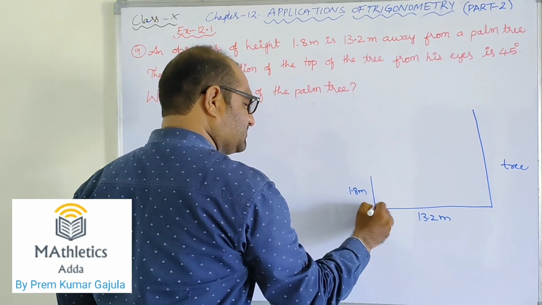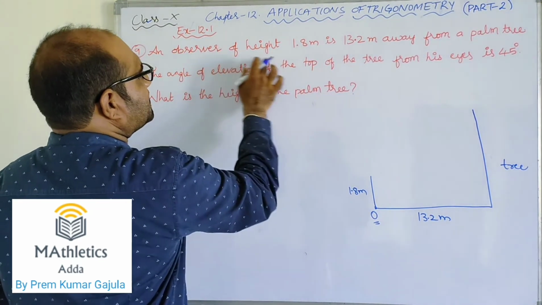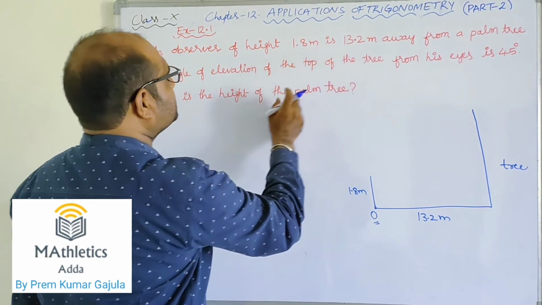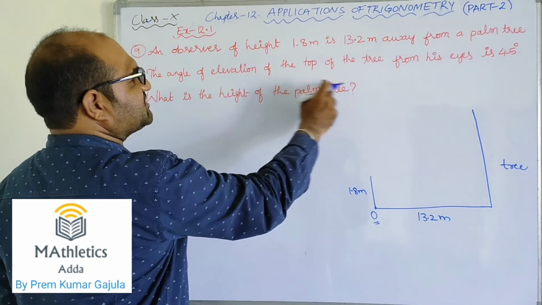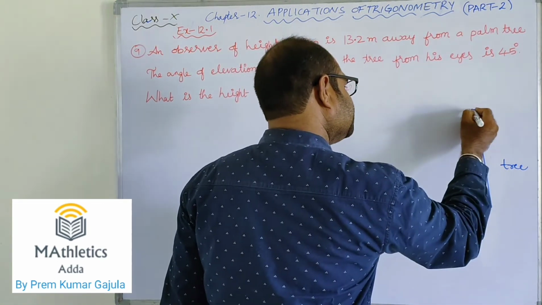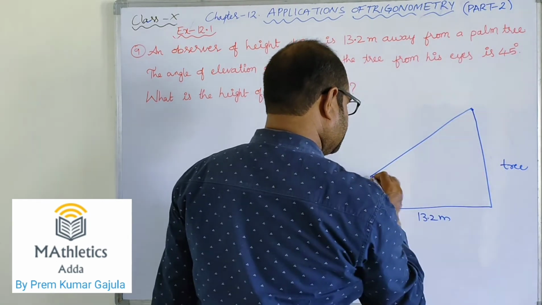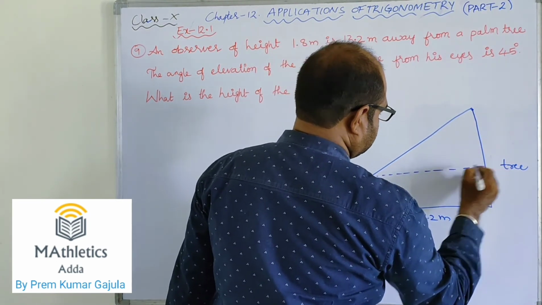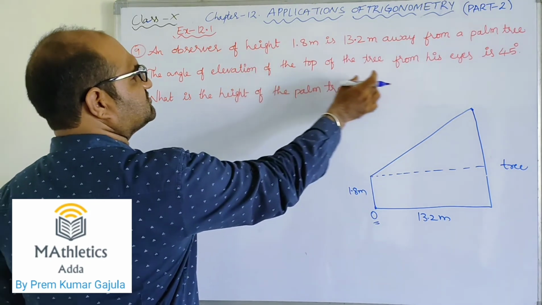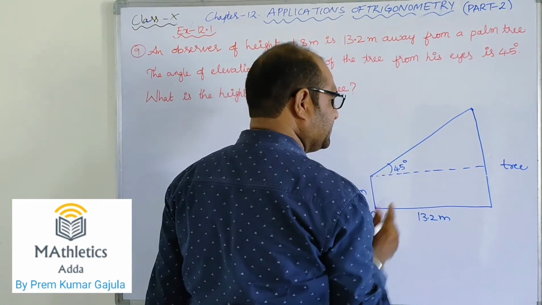Here is the observer, so I am taking as O for our convenience, of height 1.8 meter, is observing the top of the tree. So this is the top of the tree, he is observing like this. So at an angle of elevation, what is the angle of elevation? 45 degrees is given. So that is 45 degrees.